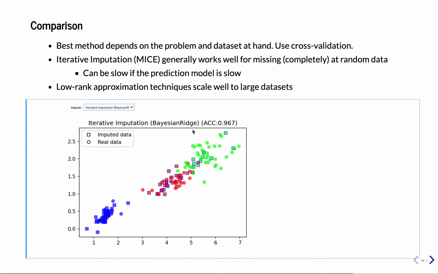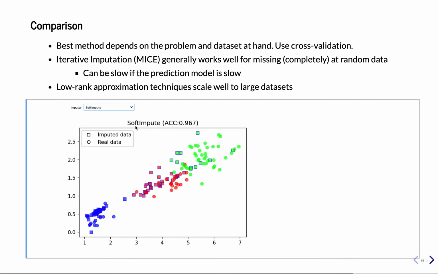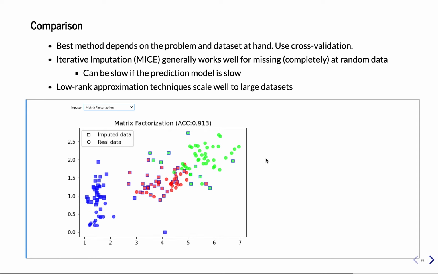It's a bit faster with Bayesian ridge. That's a linear model, so it's much faster to compute, and also gives you good results. You can do soft impute, which is very fast, and get the same performance. Matrix factorization is also quite fast. It's a bit slower, and this is a bit worse.